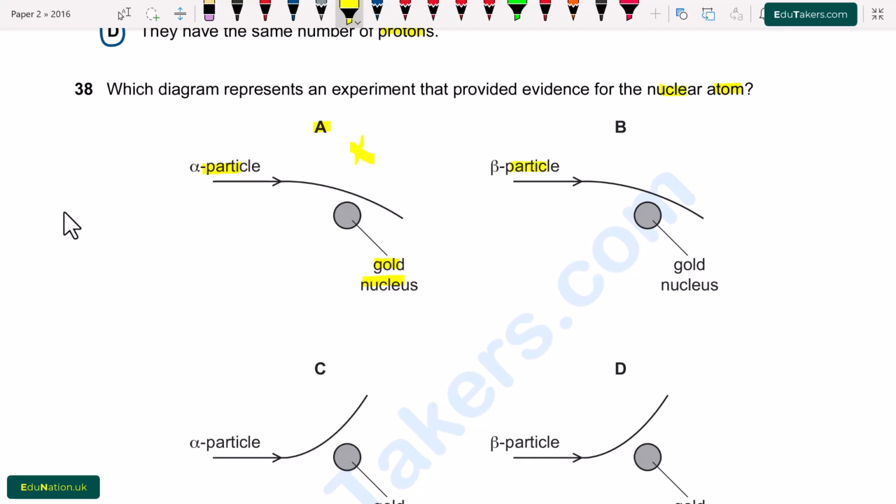Option B, beta particles and gold nucleus. Here in this experiment we used alpha particles, not beta particles. So B option is incorrect. Also the option D, where beta particle is shown. So D option is also incorrect. In the option C, here is alpha particle and it is deflected away from the gold nucleus. So C option is correct from here.